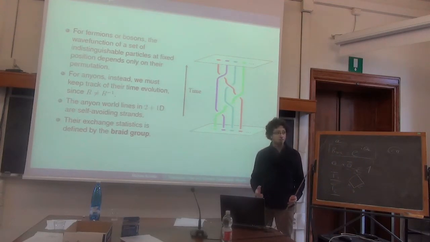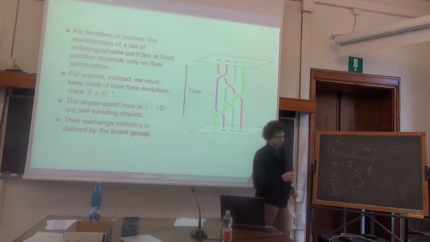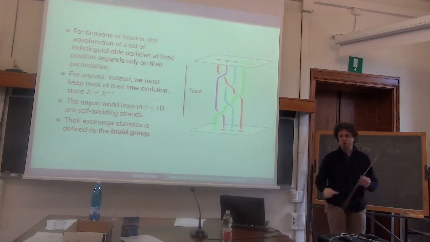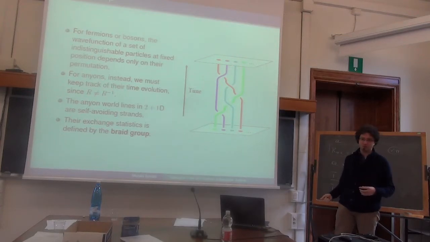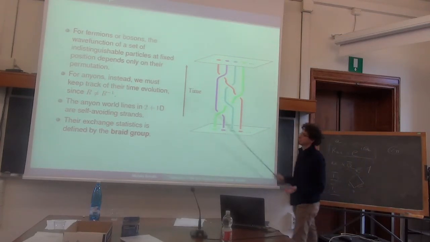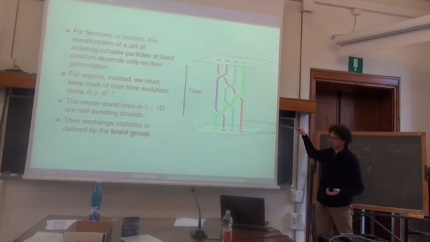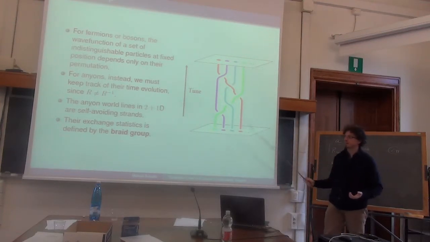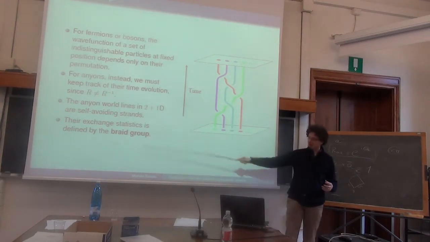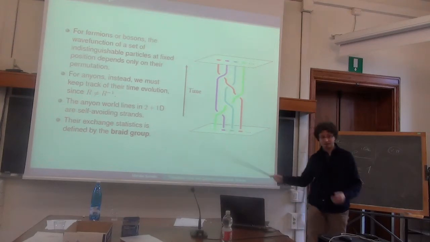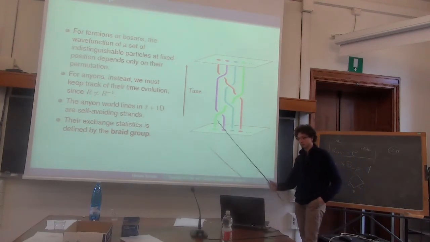That's why one can say that for bosons or fermions, the only important thing is the final distribution of these particles and thus only the permutation of these particles in time. Whereas for anyons, you must really keep track of the full braid. That's why their statistics must be described by the braid group.